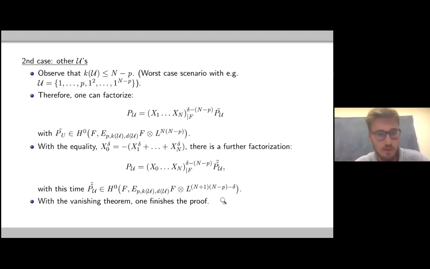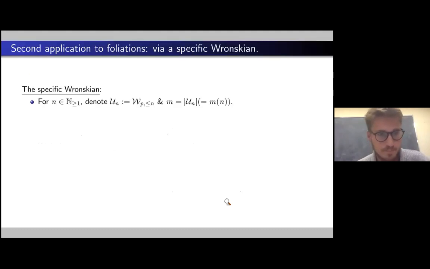And so you see that it is really important to have some factorization trick to obtain something negatively twisted. And so it's very particular to Fermat hypersurfaces. Okay, so this was for the first application, in hyperbolicity.